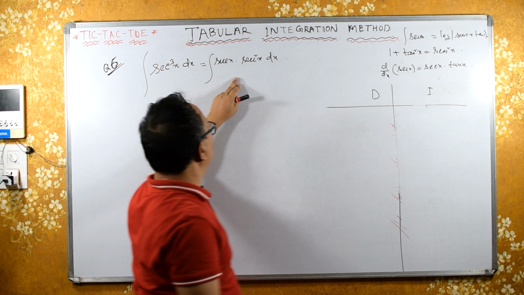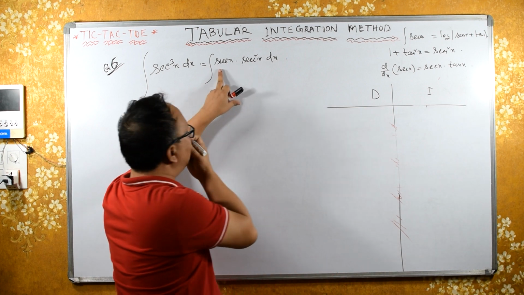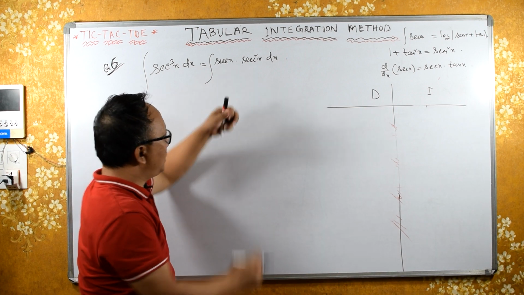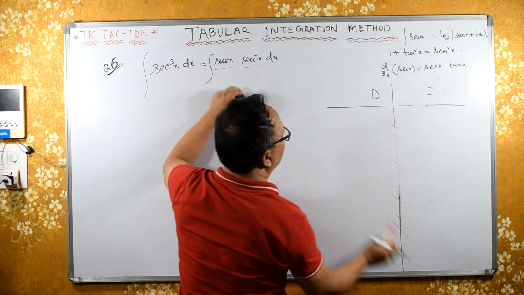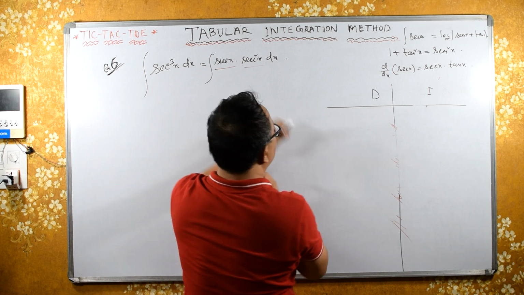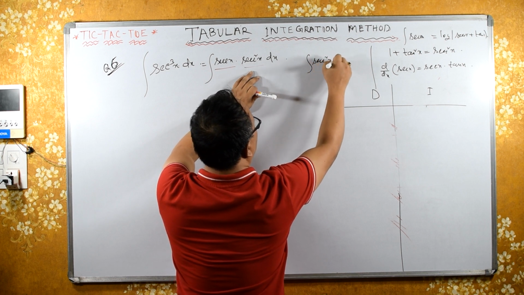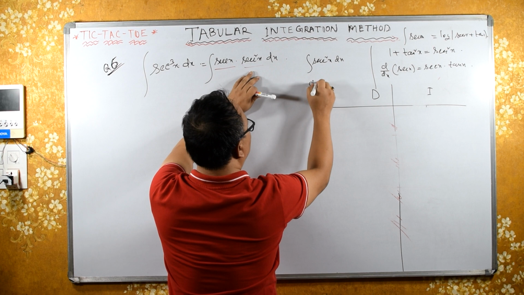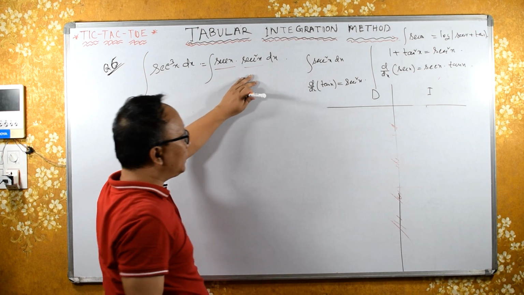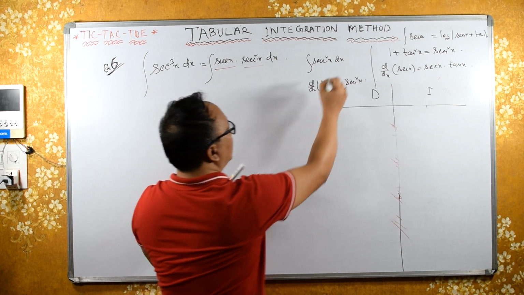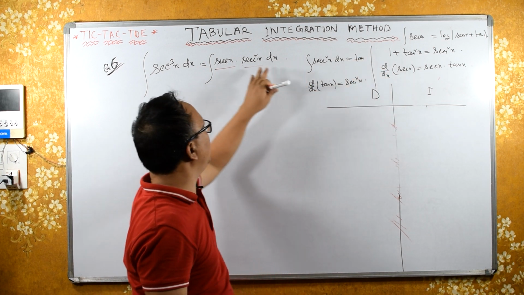Now look here. If I integrate this, which one do we have to choose, this in the D part or this in the I part? What is the integral of sec square x dx? d by dx of tan x is sec square x, so if I integrate sec square x, I get tan x. Now this part is easy, so let's choose this part in this.